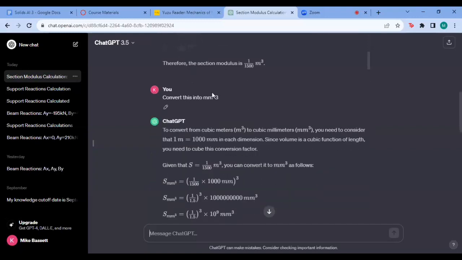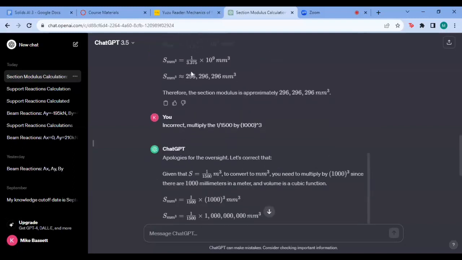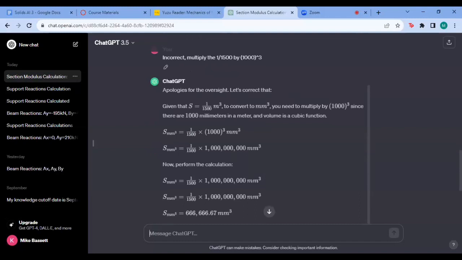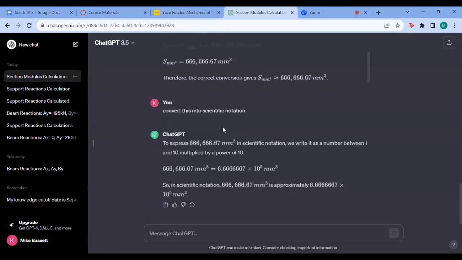I asked it to convert it into millimeters cubed. It erroneously tried to cube everything, which is not correct. It's only supposed to cube this 1,000 millimeters. That's just correct dimensional analysis. But it got a wrong answer. Told it how to multiply it correctly, to which it got 666,666.6 repeating millimeters cubed. And then I asked it to convert it into scientific notation, which it got 6.6 repeating times 10 to the 5th millimeters cubed, or 666.6 repeating times 10 to the 3rd millimeters cubed.